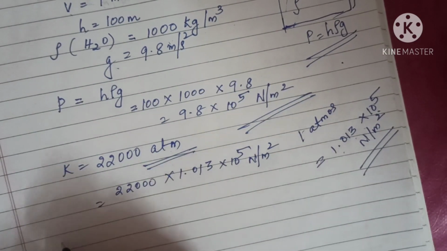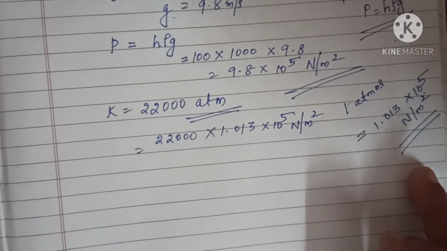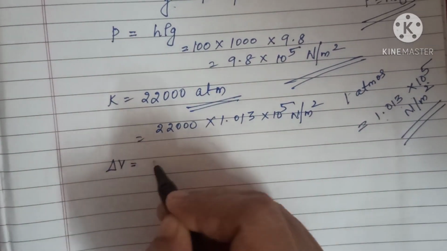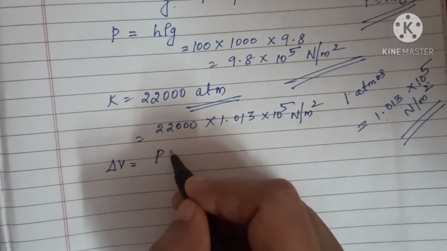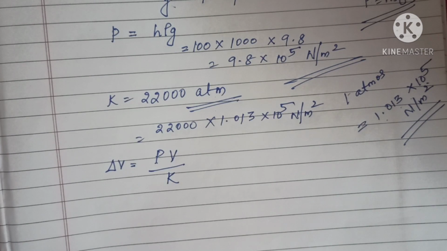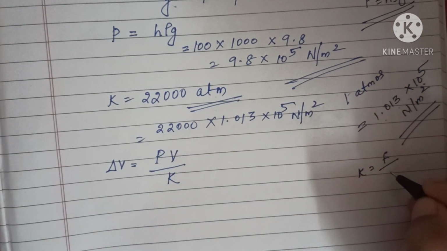Clear? So you have to find what? The change in volume. So change in volume means delta V you have to find. So delta V is equal to, you know the expression, that is PV by K, isn't it? As bulk modulus. Bulk modulus is again force by what?